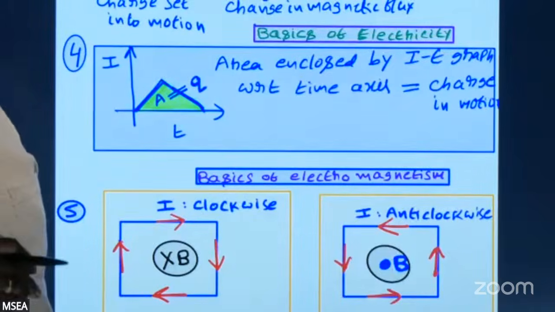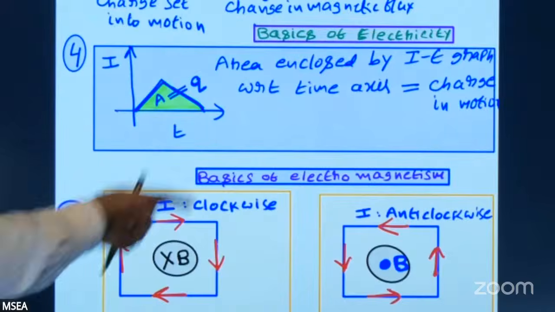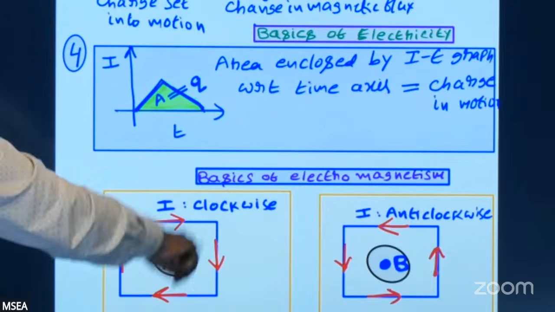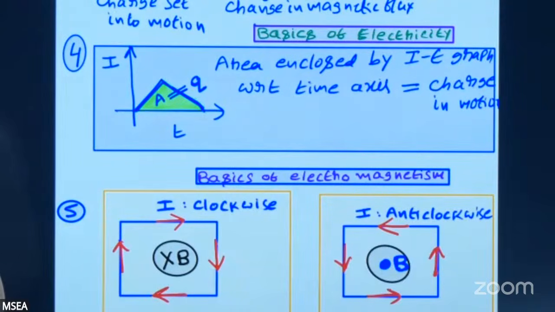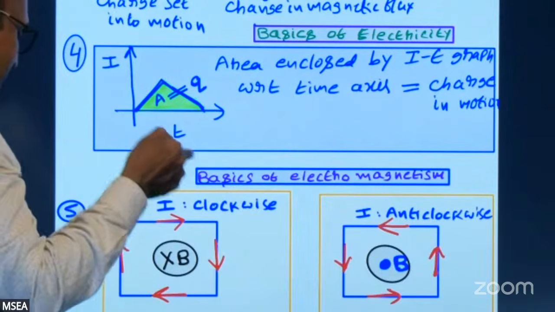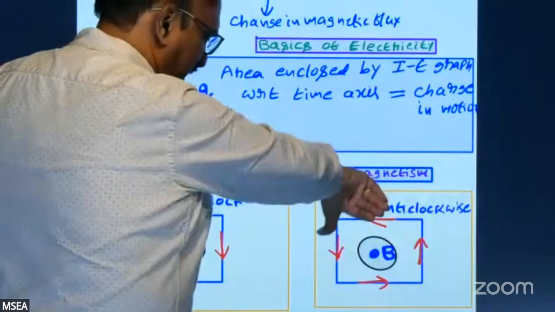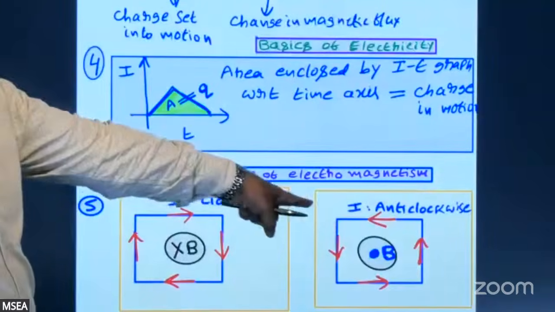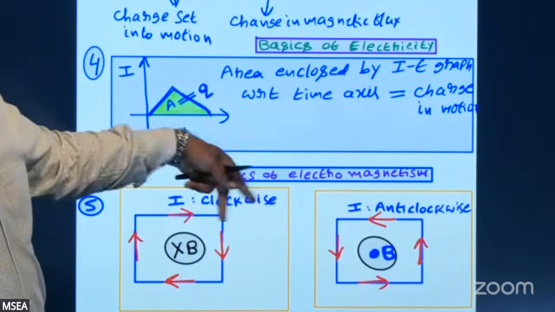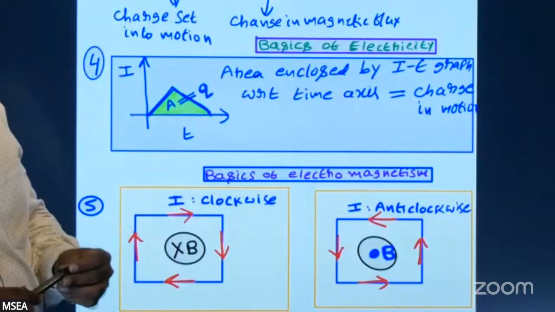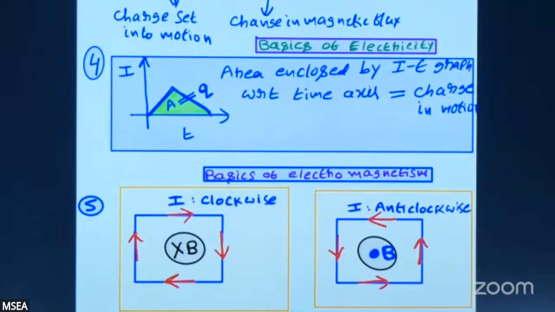One of the small points from electromagnetism is that suppose current is flowing through a coil in clockwise direction. Then, using the right hand thumb rule, we can show that an inward magnetic field is developed. If the current is in anti-clockwise direction, an outward magnetic field is developed. These are the small, fundamental points from electromagnetism. So these things we have to repeatedly use, please. Okay.